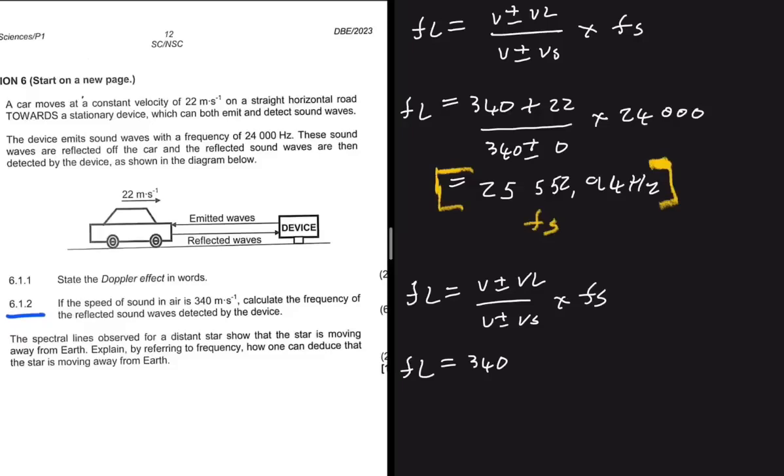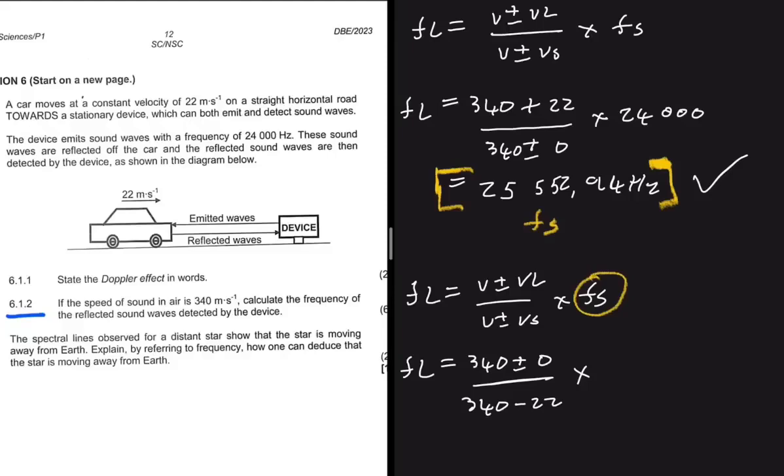We know that it is stationary, so we're going to have plus or minus 0 divided by 340, and then now our sound source is moving towards, it is the car, right? So we're going to have 340 minus 22 multiplied by the frequency of the source, which is what we calculated here, 25,552.94 hertz. That is the frequency that is being reflected by the car.